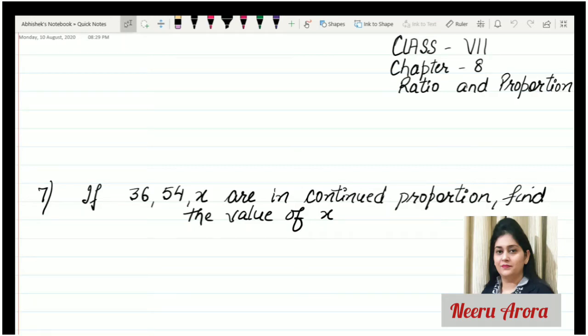Let's continue with the topic proportion. We are going to start again with exercise 8b. Now let's discuss what is continued proportion.